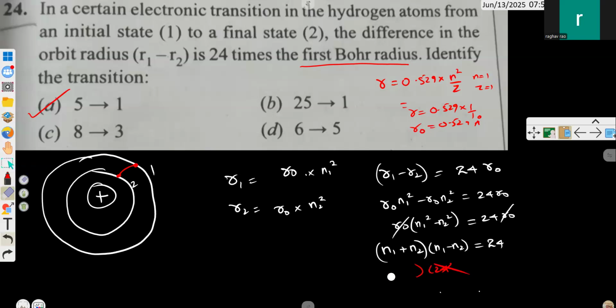Next, the third option. 8 plus 3 is 11, and 8 minus 3 is 5. 11 into 5 is 55, which is also not an option. Then 6 and 5: 6 plus 5 is 11, and 6 minus 5 is 1. 11 into 1 is also not equal to 24. So option A is correct. I hope you understood this question. Next, we'll move to the next question.